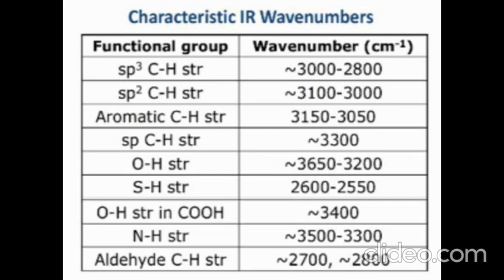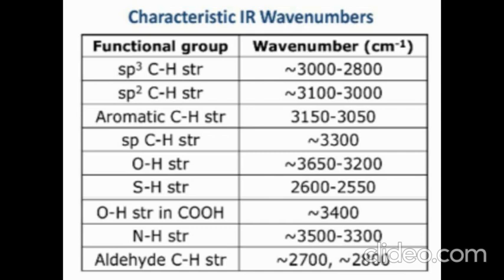Now let us go to the functional group identification by considering the peak position in the IR spectrum. First, let us consider the peaks which come between 4000 to 2500. Usually the carbon hydrogen bond, oxygen hydrogen bond, nitrogen hydrogen bond, and the sulfur hydrogen bond appear between 4000 to 2500 centimeter inverse.